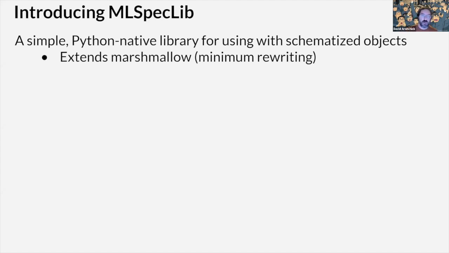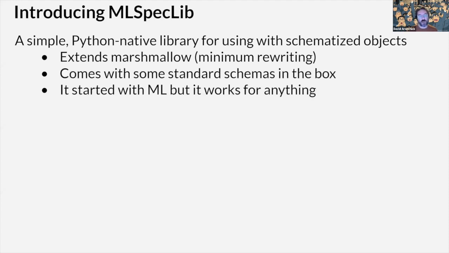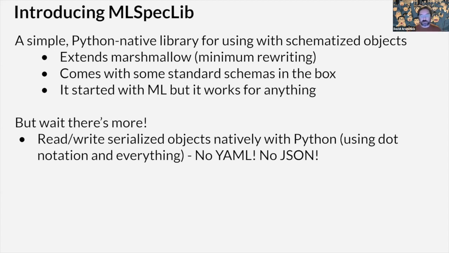So it's a simple Python native library for working with schematized objects. I didn't write it all myself, certainly. That's what I love about open source. I extended Marshmallow, which is a very popular open source schema library. But it's very ML specific and very Python first. It does come with some standard schemas in the box, but I'll be honest with you, they're just my creation, so I'm not expecting them to work. And it does start with ML, but it really does work for anything. And I'll show you how easy it is to use in just a second. There's more. You can read and write serialized objects natively. You don't have to ever touch Python. You don't ever have to touch YAML.